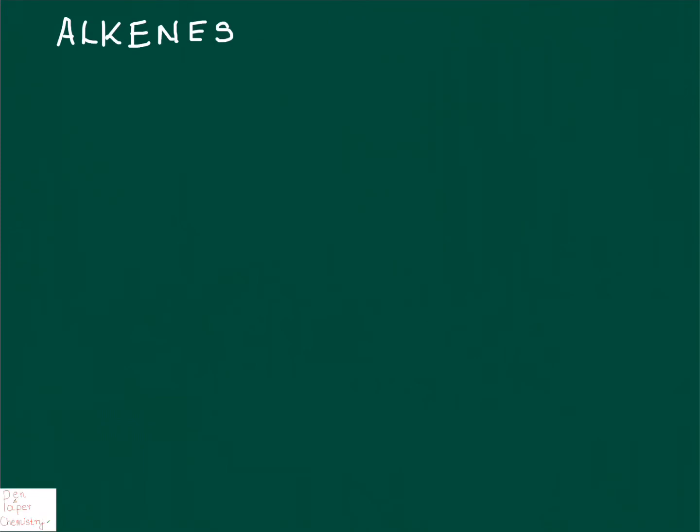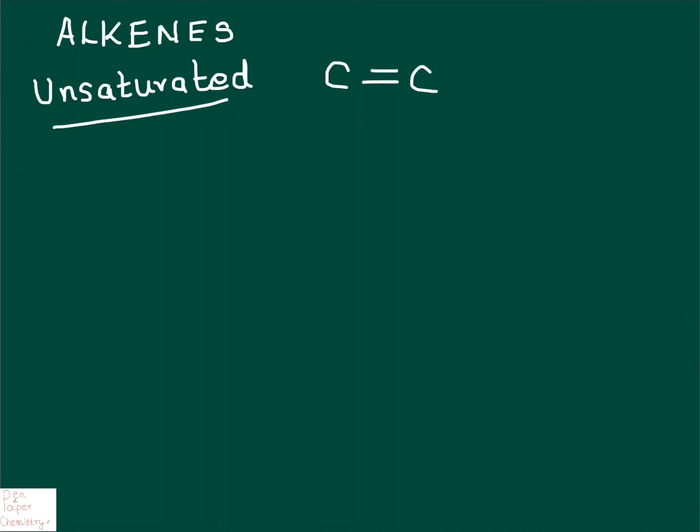What are alkenes? Alkenes are compounds which have a double bond between two carbon atoms, right? C double bond C. That means these are unsaturated compounds. Unsaturated means hungry, they have a desire for more, they are not happy, they are not satisfied. The rest of the bonds or the rest of the atoms could be carbon or hydrogen.